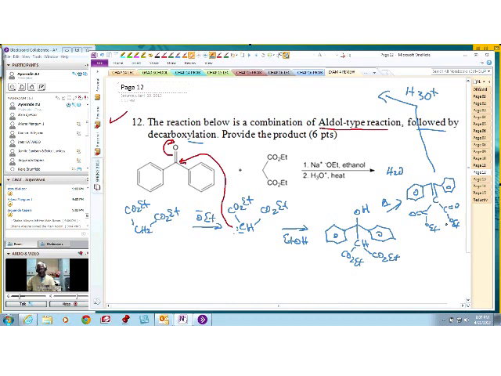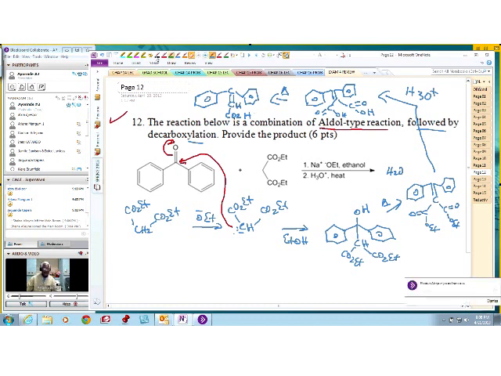you hydrolyze this ester to carboxylic acid, so you get this. And now once you apply heat, you get this product. You now lose a carboxylic acid. And this is the product they are looking for, okay? So now this is the final product right here.